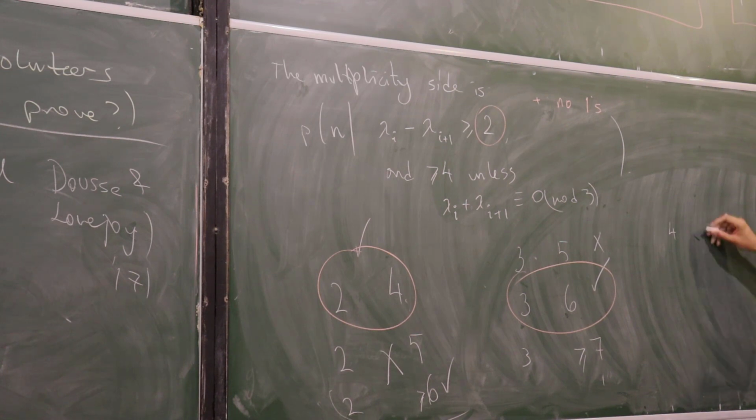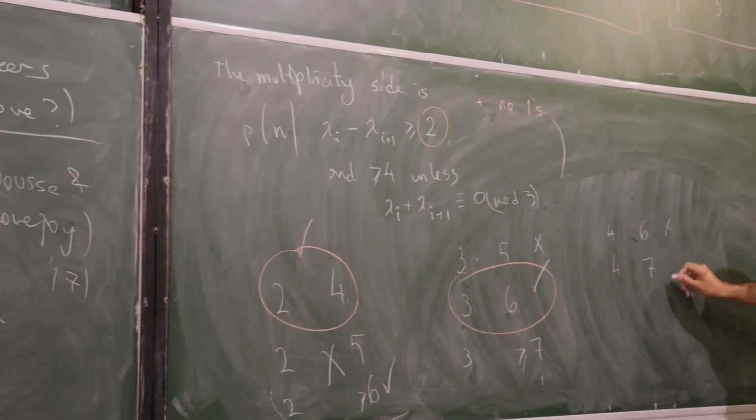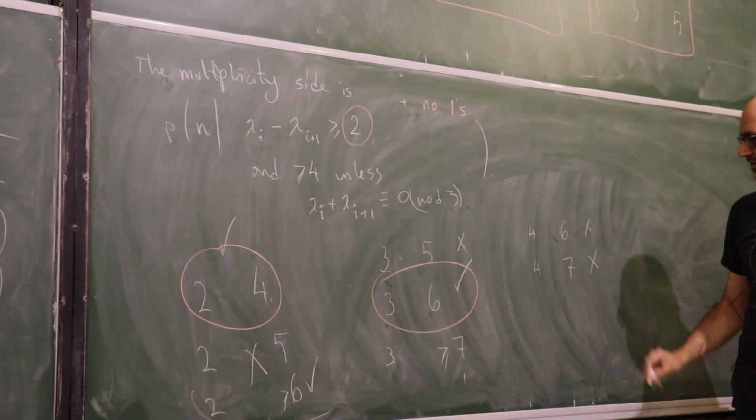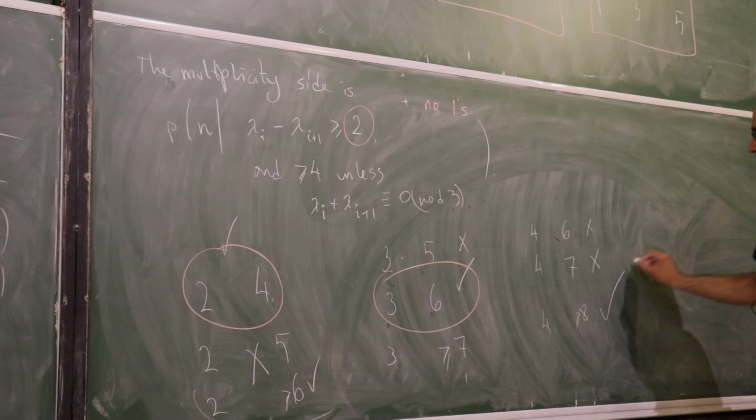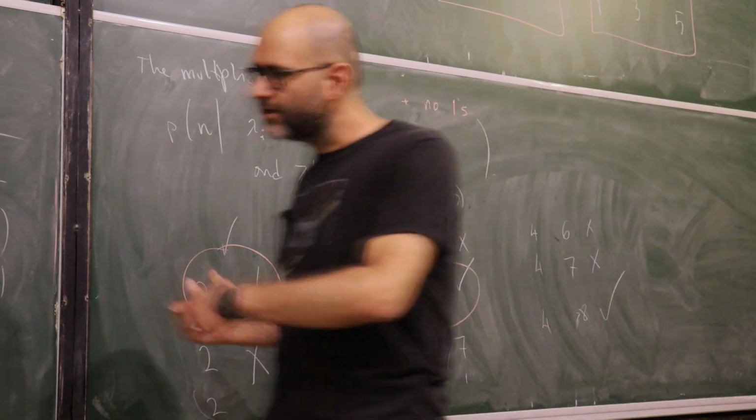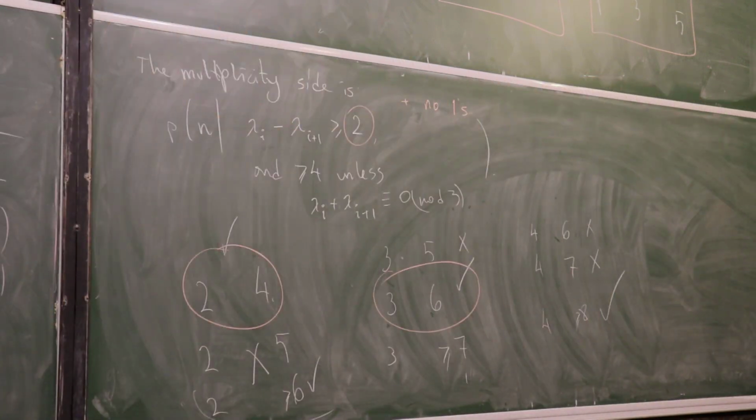If we begin with 4, we cannot have 4 and 6. Can we have 4 and 7? We cannot have 4 and 7 either. But 4 and anything greater than 8, we can have these as subpartitions.